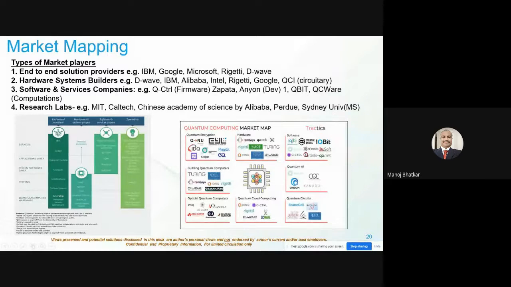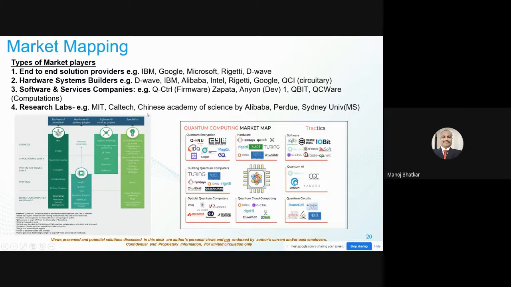Market mapping. There will be service providers like IBM, Google, Microsoft, Rigetti, D-Wave, end-to-end providers. They have everything that is required. There will be hardware system builders, specifically only building the hardware and giving it to the full-fledged or end-to-end service provider. Alibaba, for example, has its own hardware. IBM, D-Wave, we have seen Google has its own hardware. Then there is circuitry, quantum circuitry build-up companies like QCI.